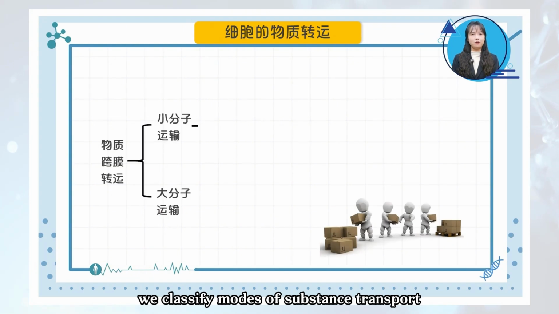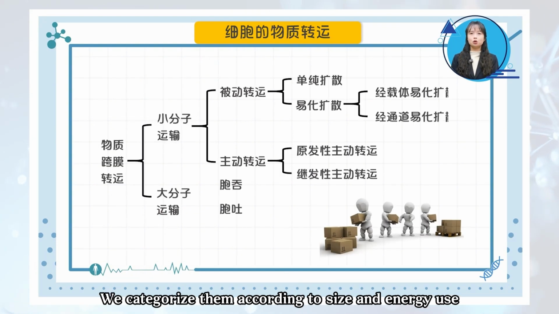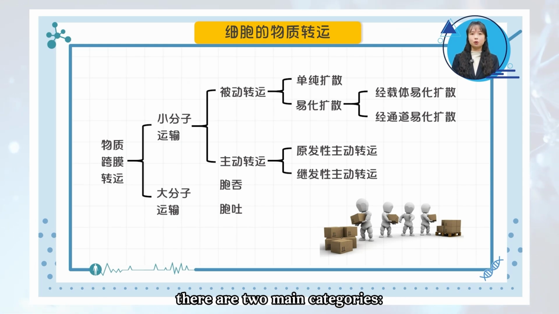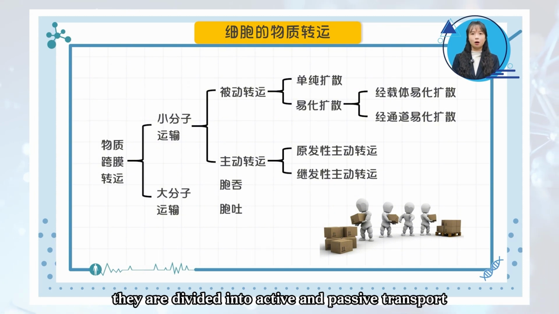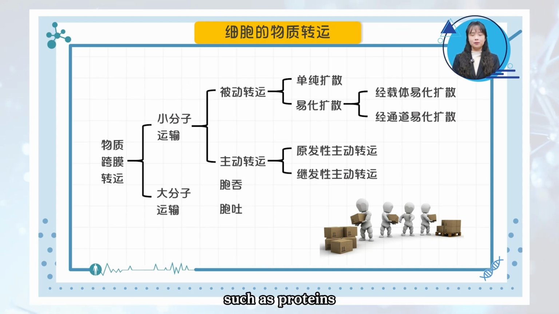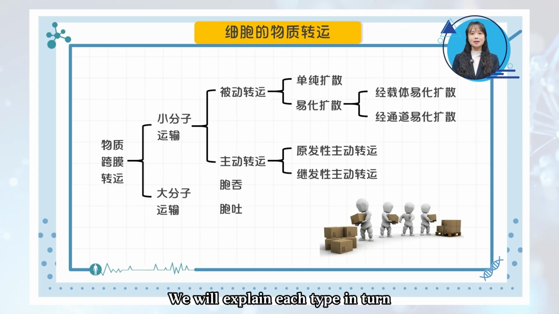First, we classify modes of substance transport. We categorize them according to size and energy use. By the size of transported substances, there are two main categories. Small molecule transport, which moves water-soluble small molecules, such as carbon dioxide, oxygen, amino acids, glucose, and charged ions. Among these, based on energy consumption, they are divided into active and passive transport. Large molecule transport is mainly for transporting large molecules and particles, such as proteins, bacterial fragments, and hormone secretion. We will explain each type in turn.